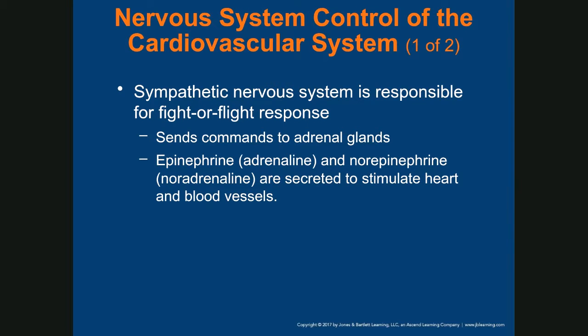The specific portion of the nervous system that can play a role or control the heart is the sympathetic nervous system, which falls under the autonomic nervous system. So it's really the autonomic nervous system, which has two divisions. It has what is called the sympathetic nervous system and the parasympathetic nervous system.